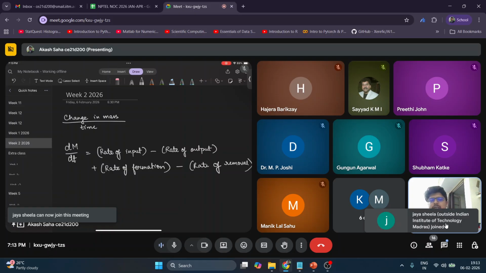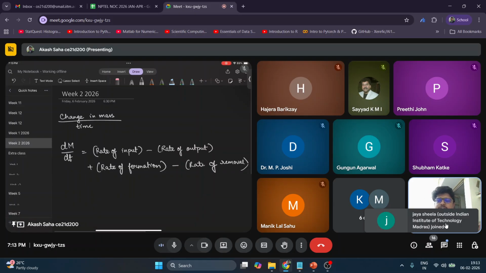So this is the fundamental equation. Change in mass with respect to time is equal to the rate of input minus rate of output plus rate of formation minus rate of removal. So both formation and removal are there. Okay, so that's why option C is the correct answer.